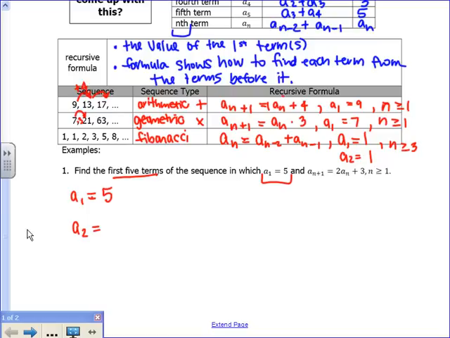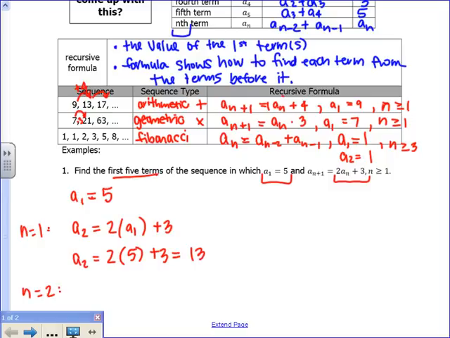So basically saying, when n equals 1, a sub 2 is going to equal 2 times my a sub 1, my last term, plus 3. That's what this is telling me. Take your last term, multiply it by 2, and then add 3 to it. So I'm going to take my last term, which is 5, multiply it by 2, and then add 3, and that's going to give me 13.